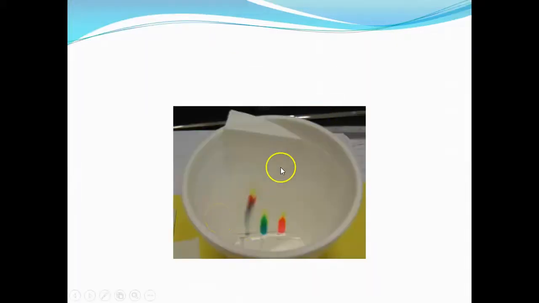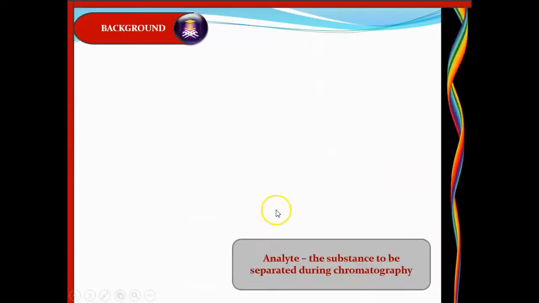For paper chromatography, the stationary phase in this type of chromatography is the thing that doesn't move. It doesn't move. So it is a paper. Paper is the type of stationary phase. And the thing or compound that moves, the mobile phase, is a dye. We consider the dye as the mobile phase.